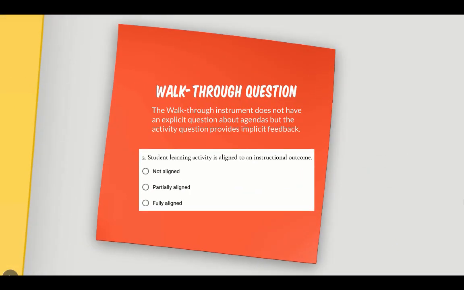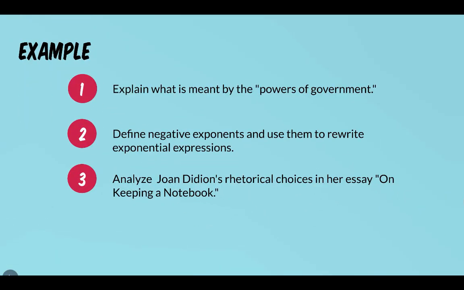The statement on the walkthrough document that implicitly connects to the agenda is one that looks at the activity that students are completing and whether or not that activity is aligned to an instructional outcome. So that activity should be somewhere in the agenda list. Some examples of items that could be on an agenda list would be the first one there from social studies, the second one from mathematics, and the third one from English.